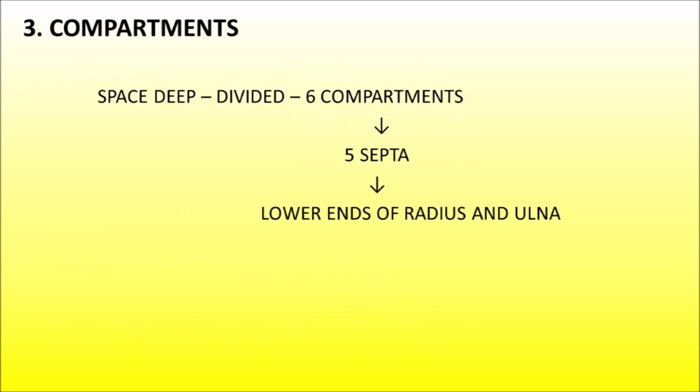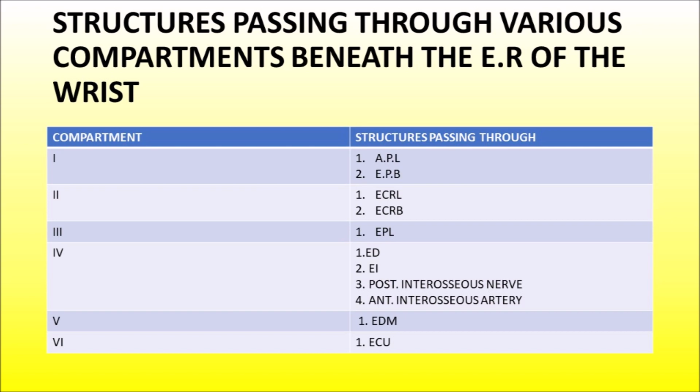To move on with the compartments, the space deep to the extensor retinaculum is divided into 6 compartments by 5 septa, extending from the retinaculum to the dorsal aspects of the lower end of the radius and the ulna. To move on with the structures passing through various compartments beneath the extensor retinaculum of the wrist, the first compartment includes abductor pollicis longus and extensor pollicis brevis.